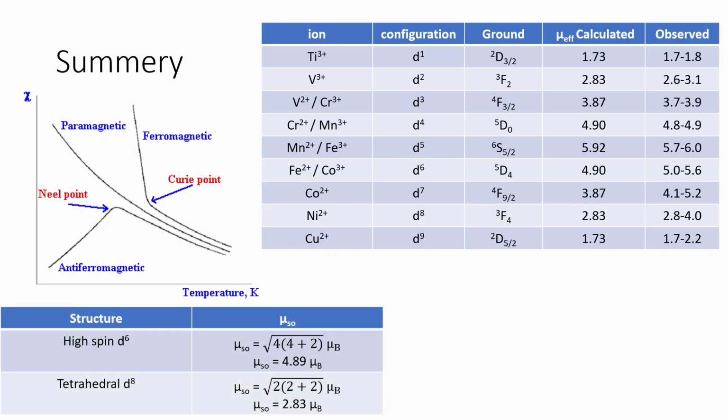Now, to summarise, we've talked about how the temperature affects the magnetic moment, and also how the type of magnet and the properties of the magnet affect the magnetic moment at different temperatures. And we looked at how different ions from the first row transition metals and the different configurations all have very different magnetic moments. And we've also seen how the actual structure and the spin of said compounds affects the magnetic moment.